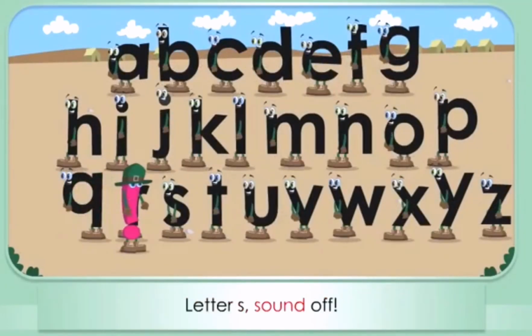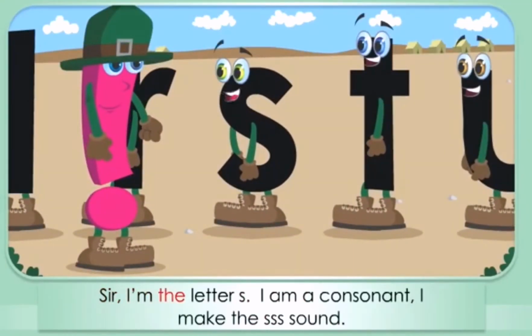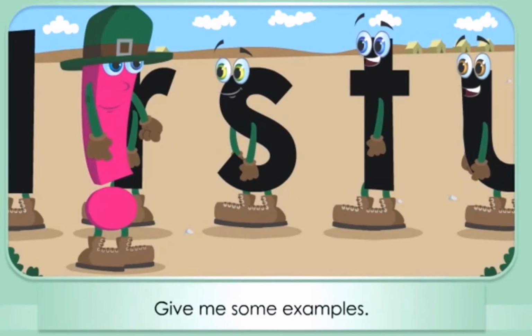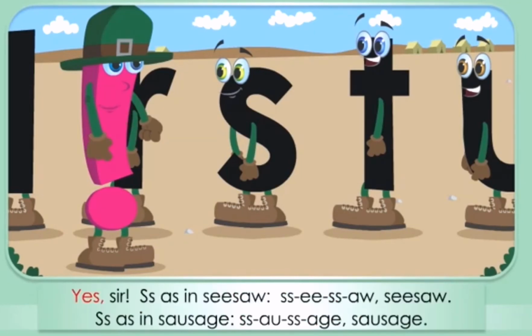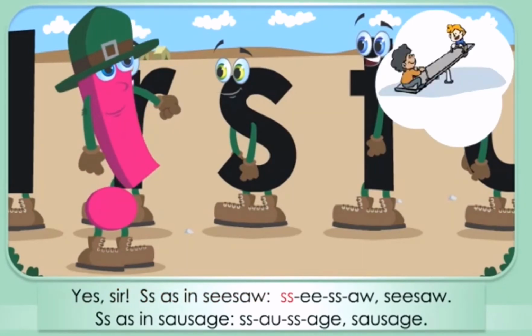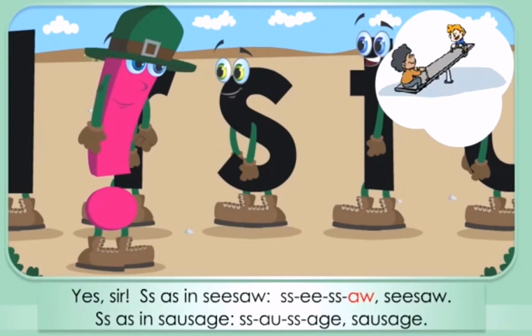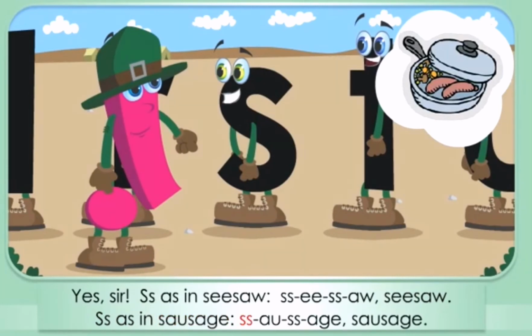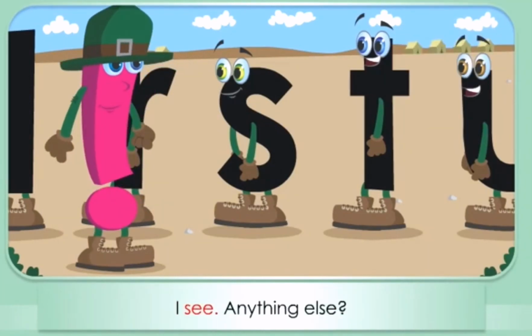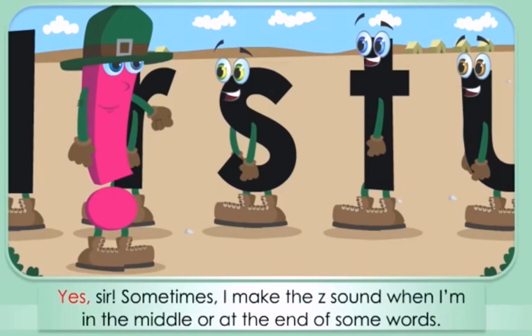Letter S. Sound off. Sir, I'm the letter S. I am a consonant. I make the S sound. Give me some examples. Yes, sir. S as in seesaw. S, E, S, seesaw. S as in sausage. Sausage. I see. Anything else? Yes, sir.